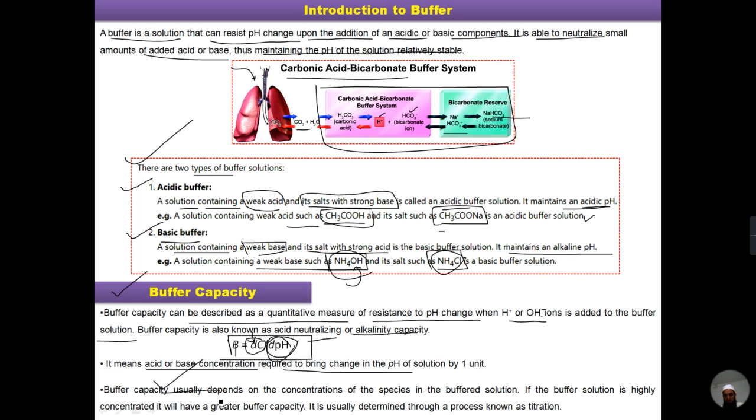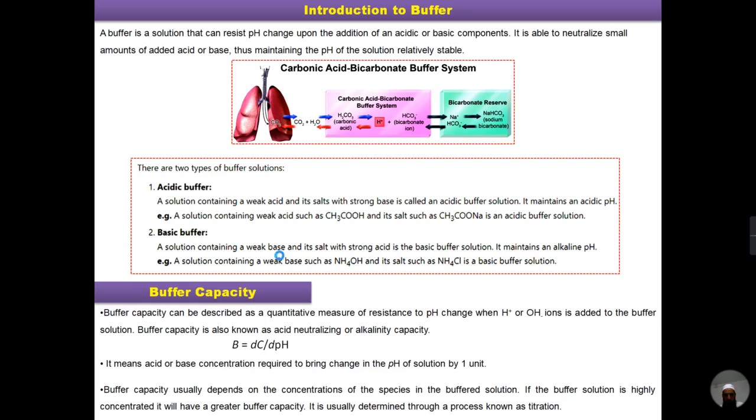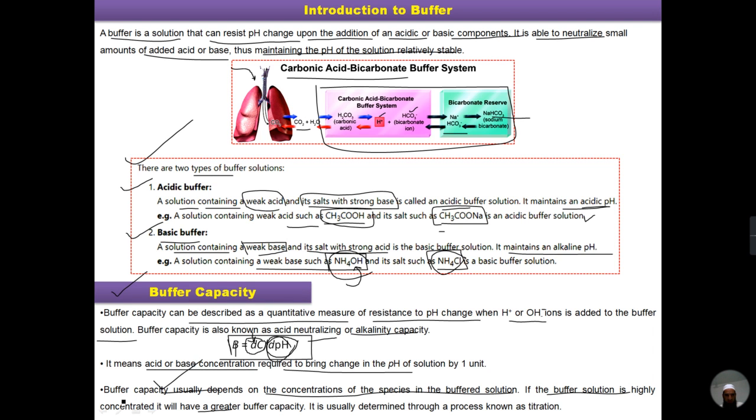So buffer capacity usually किस पे डिपेंड करती है, किस बफर में कितनी टेंडेंसी है टू रेजिस्ट द चेंज, किसी बफर में कितनी टेंडेंसी है टू स्टेबलाइज द पीएच. Now it depends on the concentration of the species in the buffer solution. That means buffer solution में जो आप acid use करोगे या its salt use करोगे, likely a base and the salt. Now what is the concentration of those species? That will decide the buffer capacity. If buffer solution is highly concentrated in general, अगर एक buffer solution highly concentrated है, what happens? So if buffer solution is highly concentrated, it will have greater buffer capacity.